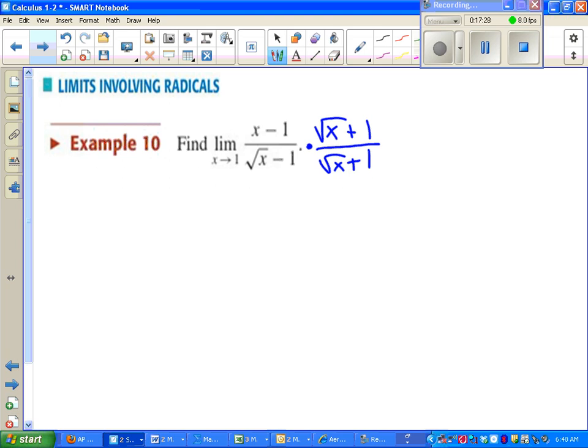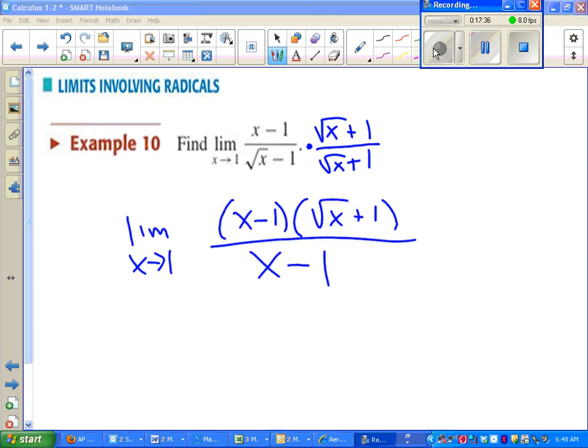Go ahead and pause the video and try to figure out the next step on your own, just to practice multiplying by a conjugate. The bottom is the part that you really want to be careful with. Multiply square root of x times square root of x, we get x. Outside and inside are going to cancel. That's always what happens with conjugates. And then negative 1 times positive 1 is negative 1.